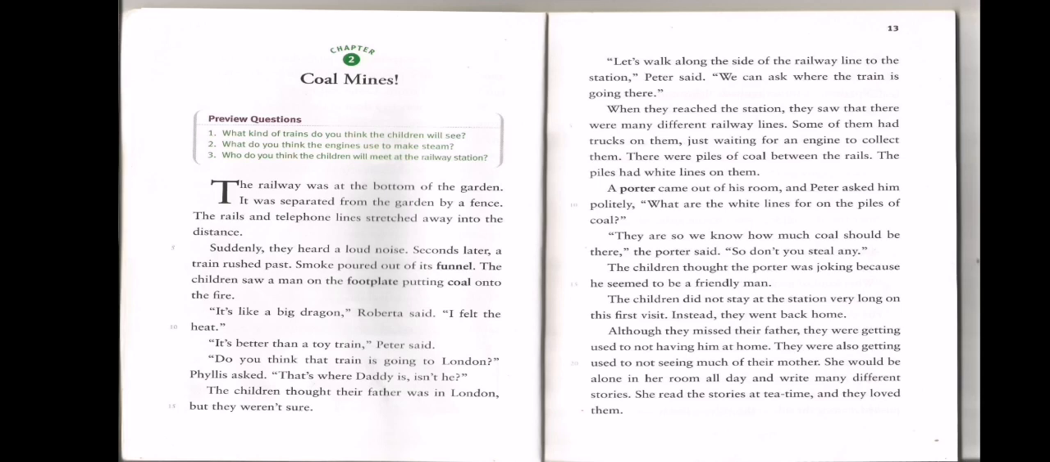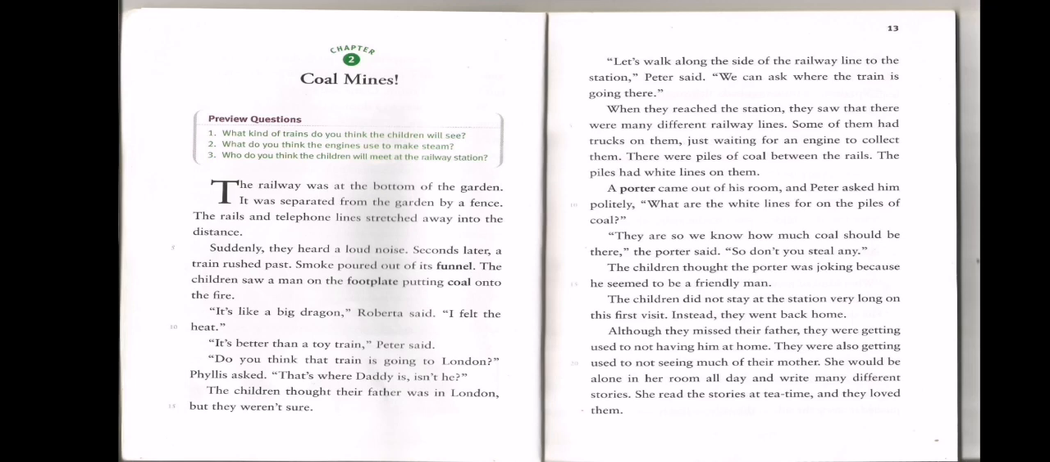So chapter 2 is called Coal Mines. Now at the beginning, we learned that the children were drawn to the railway. They were really interested in the railway. They went to watch trains every day. They thought that the trains going to London were going to the place where their father was. So they were attached to the railway because they thought father was in London, where the trains were going.